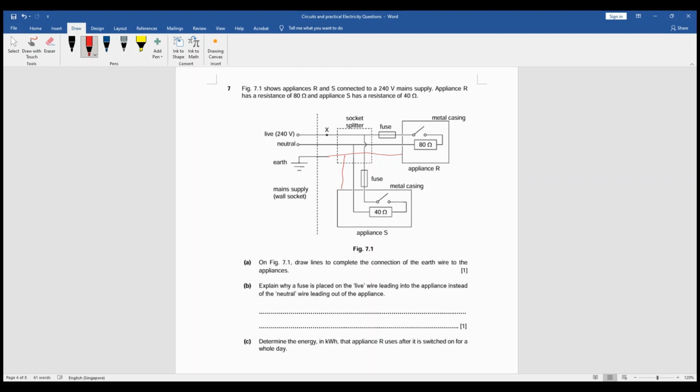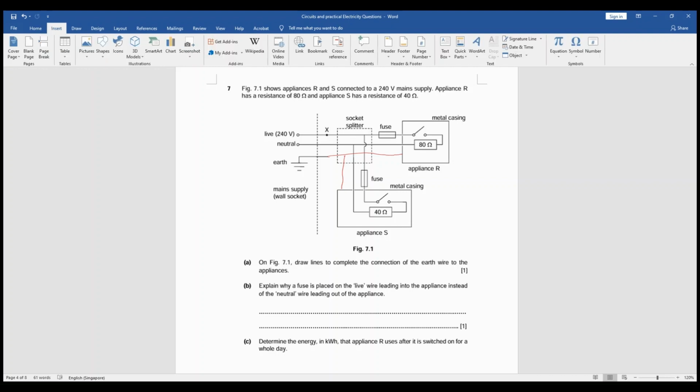Explain why a fuse is placed on the live wire leading into the appliance instead of the neutral wire leading into the appliance. Oh, this is a very common question. Please make sure you know how to answer. I'm just going to type it out.